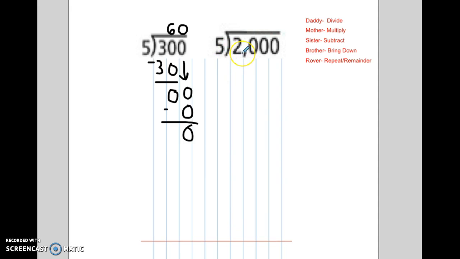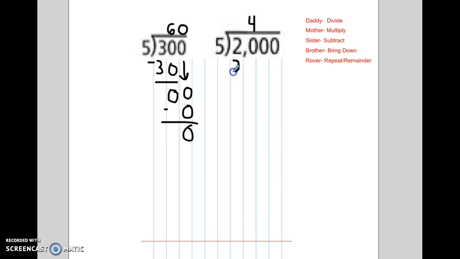So first I go 5 into 2. Can't do it, it's too small. How about 5 into 20? I know that 5 goes into 20 4 times. Now I get to multiply. 5 times 4 is 20.